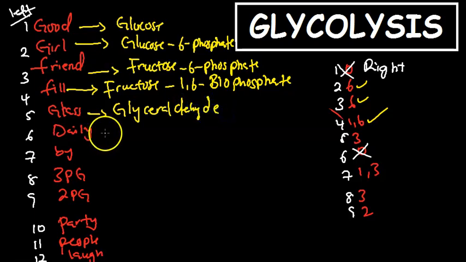Do we have anything on number 6? By our right hand side, yes, we have 3. Glyceraldehyde 3 phosphate. What do we have on number 6?